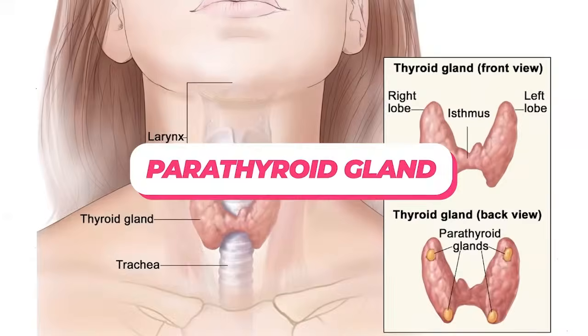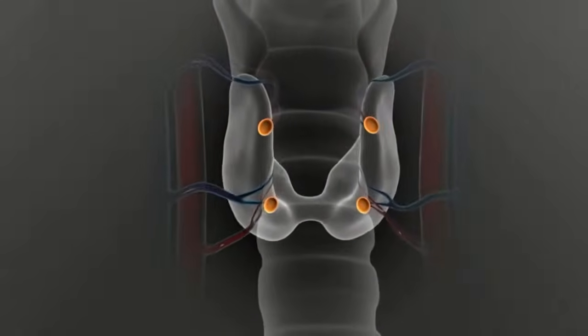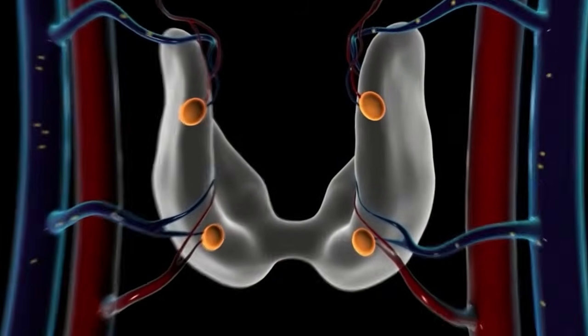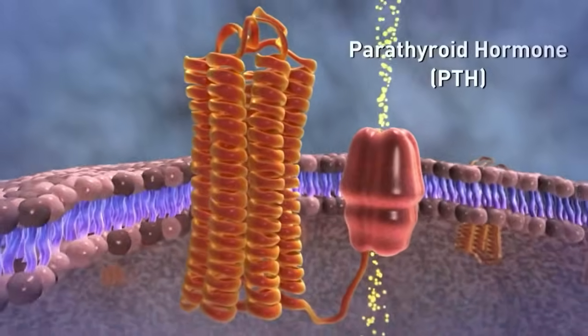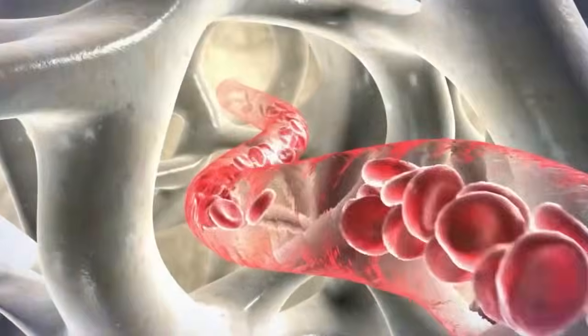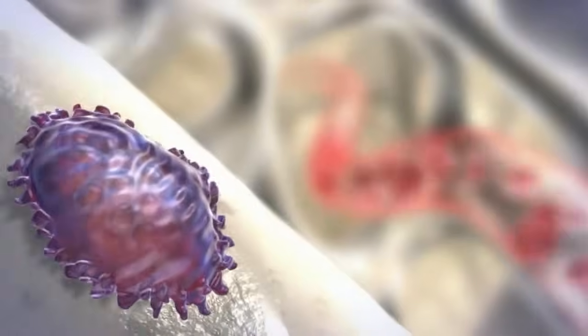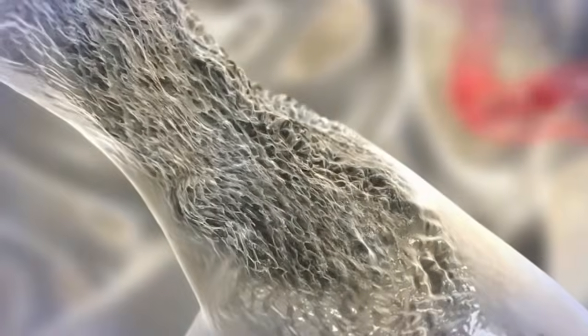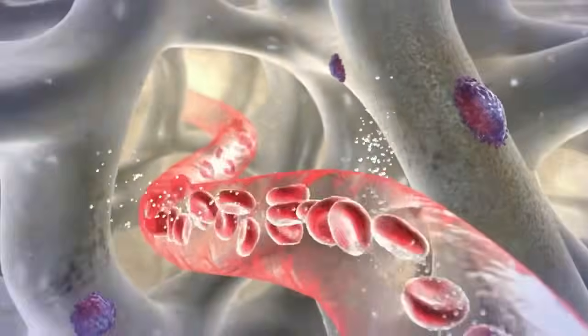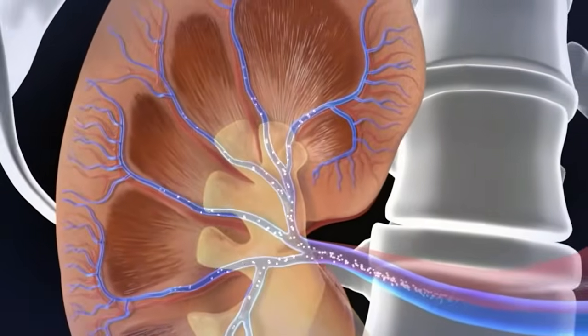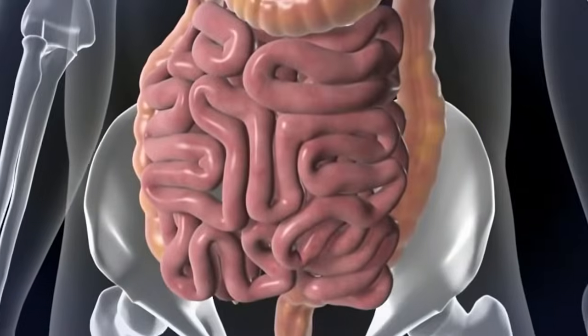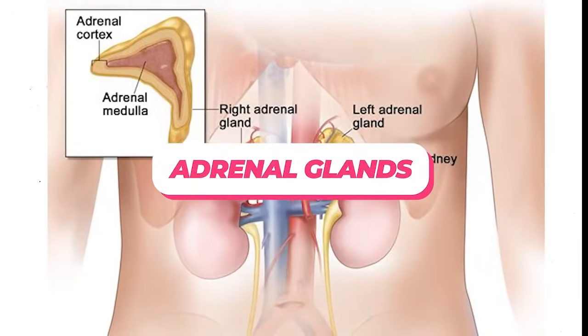Parathyroid gland. The parathyroid gland is located near the thyroid gland and produces parathyroid hormone, which helps to regulate calcium levels in the blood. PTH works in opposition to calcitonin, stimulating the release of calcium from bone tissue and the absorption of calcium in the kidneys and intestines. Adrenal glands.